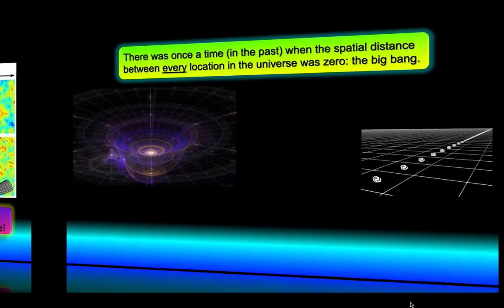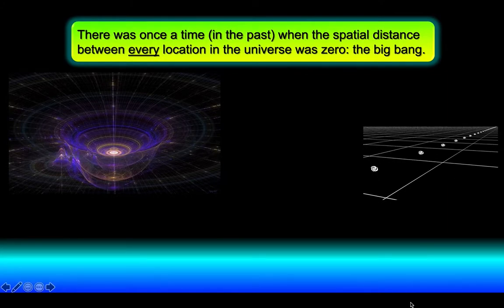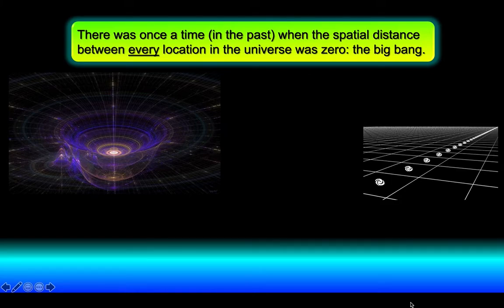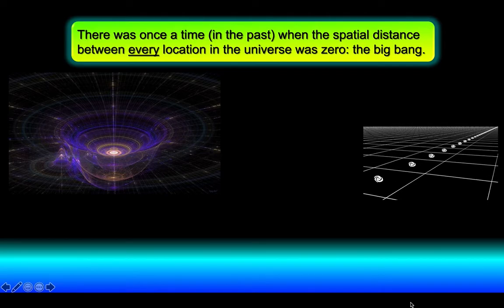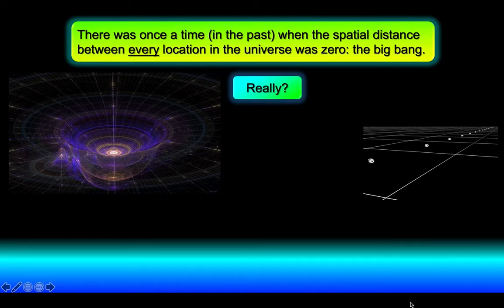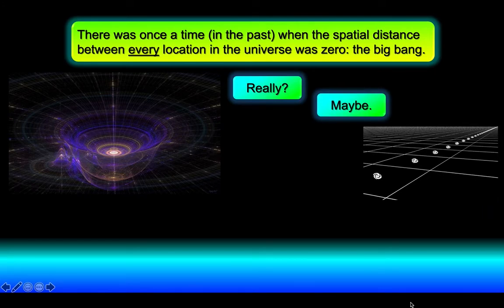So to finish off this course, we're going to go back to what we said the Big Bang was. We said there was once a time in the past when the distance between every location in the universe was 0. And this is what we refer to as the Big Bang. Is this what really happened in the distant past? The answer to that question is maybe.